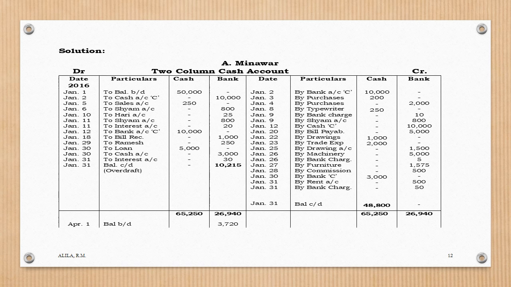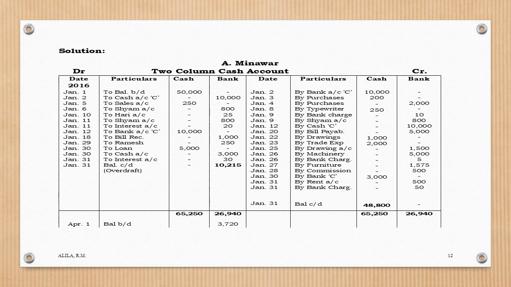So if we are to open a two-column cash book, we'll have, as usual, a debit side and a credit side. The left hand side will be our debit side and the right hand side would be the credit side. Both have a column for date and for details or particulars. On the debit side we have an amount column for cash, and another column for bank. And on the credit side we have a date, particulars, a column for cash and a column for bank.